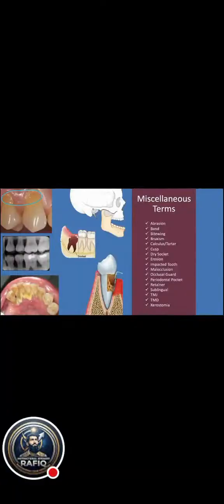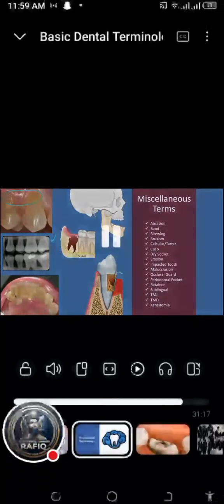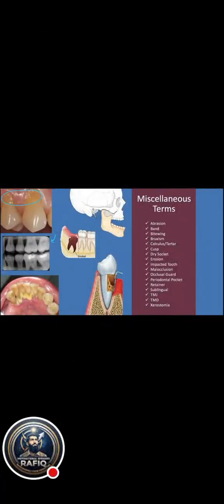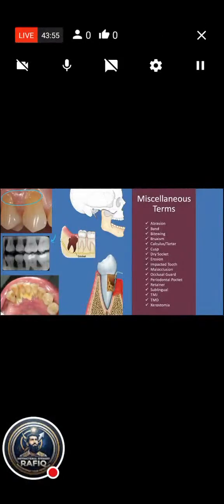The bite wing is an X-ray of the crowns of the upper and lower molars and premolars. It's the most common X-ray taken at a routine exam. Bruxism refers to an unconscious habit of grinding or clenching the teeth, which often happens when a person is sleeping or stressed out during the day.